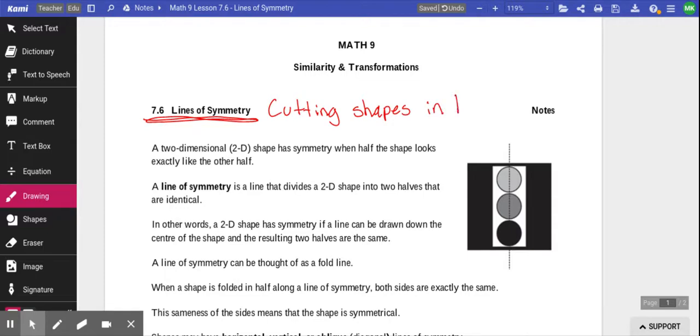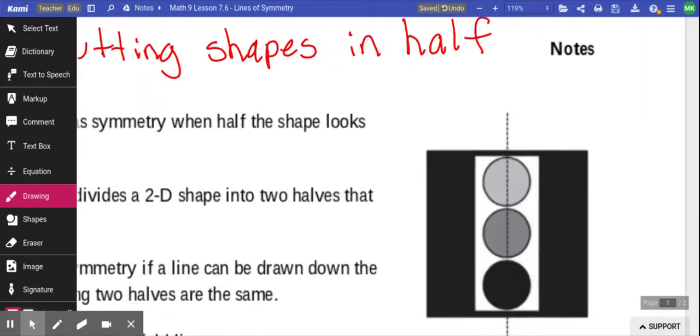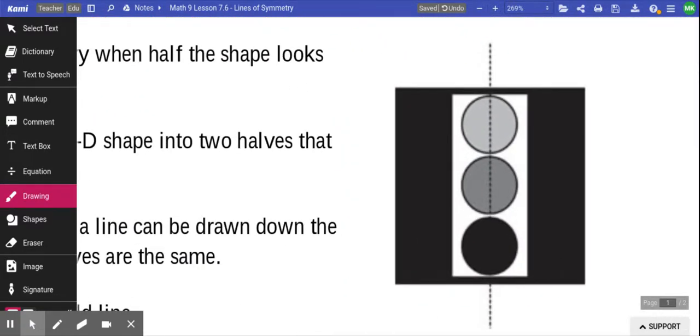And when we cut them in half, we have to cut them perfectly in half so that the two sides are the exact same. They look the same. Not that they have the same amount, but that they look identical. If you look at this picture to the right, I have what looks like a stoplight, probably green, yellow, red lights. You notice that they put a dotted line right down the middle right here.